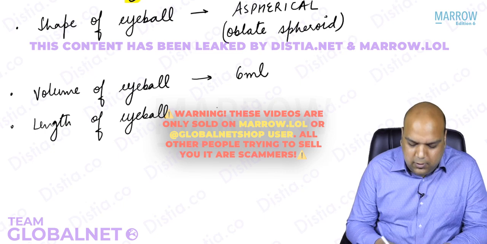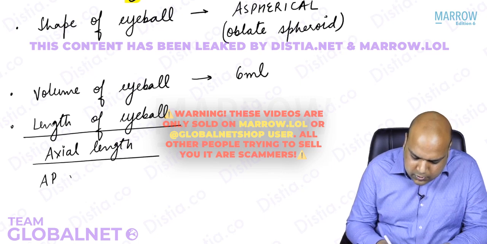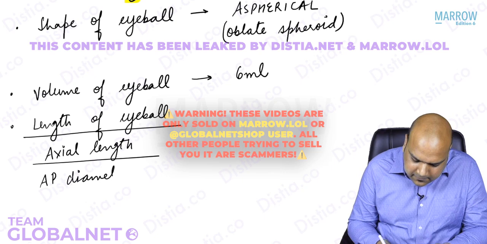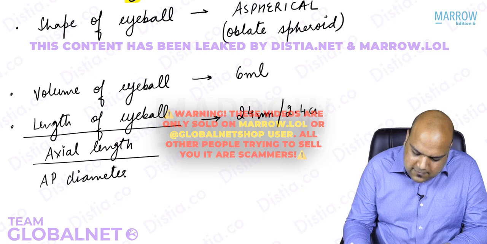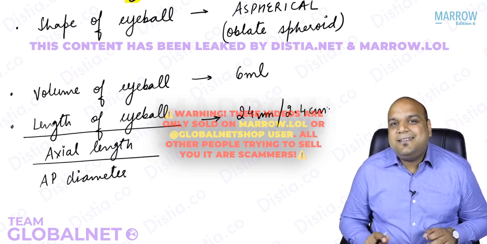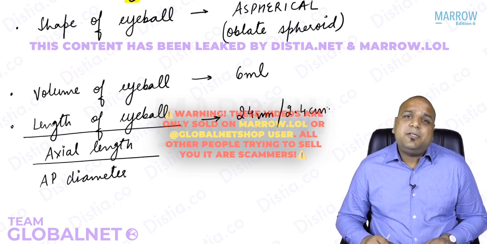The length of the eyeball, also known as the axial length, also known as the anteroposterior diameter, is 24 millimeters, or if we do simple maths, we can say 2.4 centimeters. Now comes the question, where is my eyeball situated?